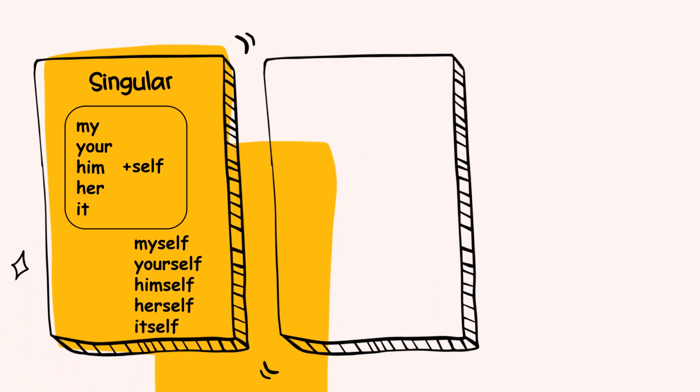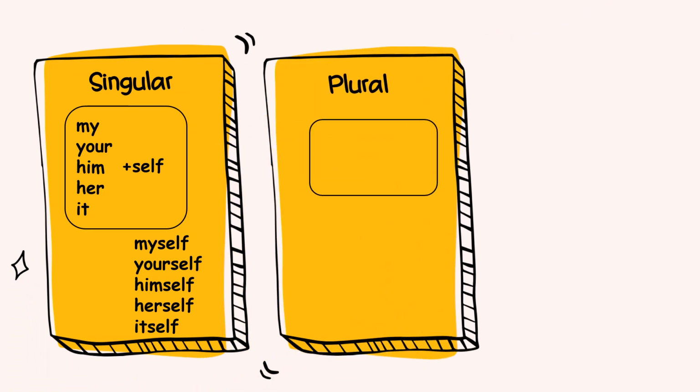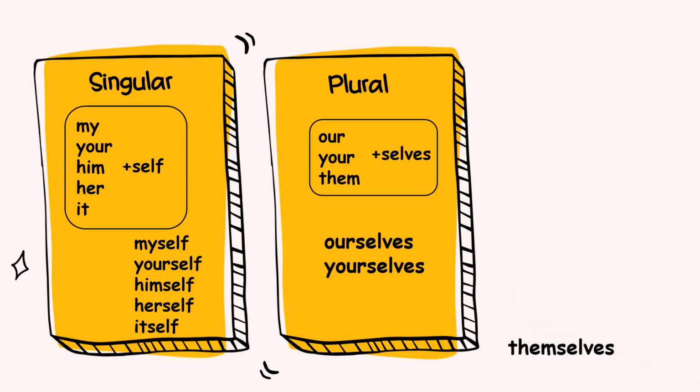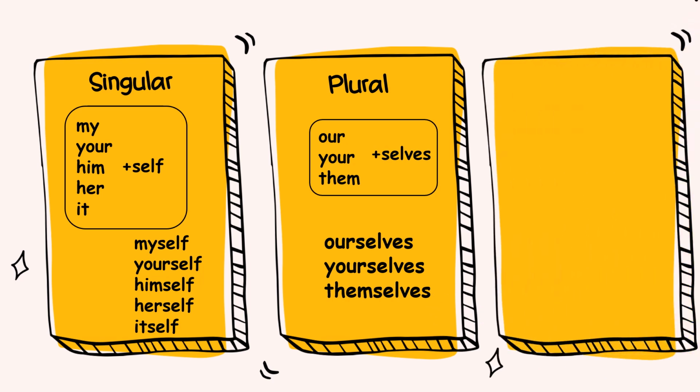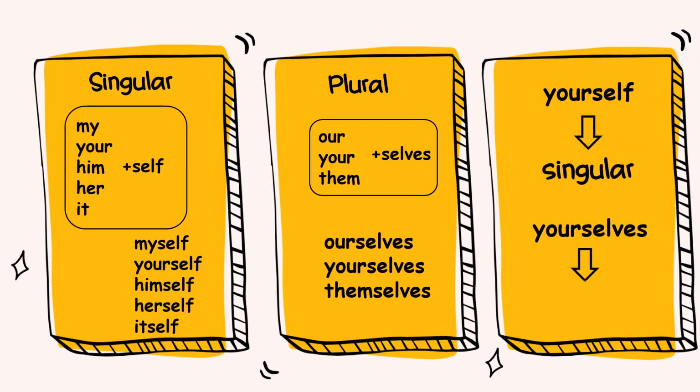The plural personal pronouns like our, your, them. You will add selves to it and it will read ourselves, yourselves, and themselves. Remember children, yourself, S-E-L-F, is singular, but yourselves, that is S-E-L-V-E-S, is plural. Notice their spellings.